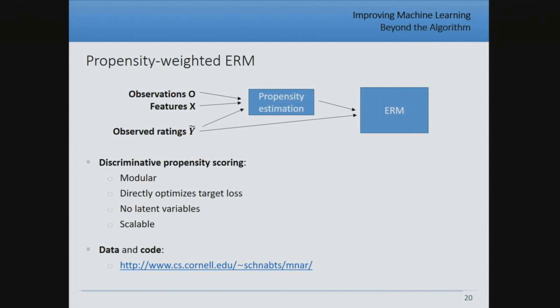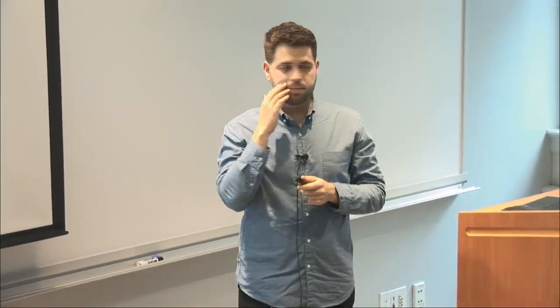So encouraging. And so by the end of this part, I hope that I was able to convince you that this discriminative propensity scoring idea is a nice one because it's modular. It directly optimizes the target loss and not just some log likelihood. There's no latent variables, and it's usually scalable in the same way that the original problem was scalable in.